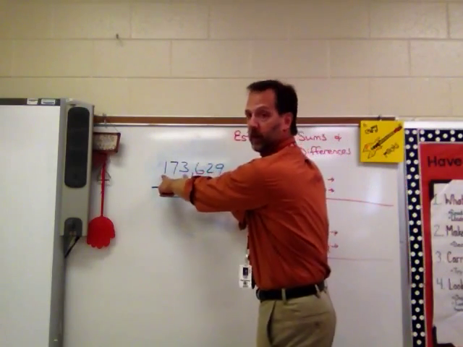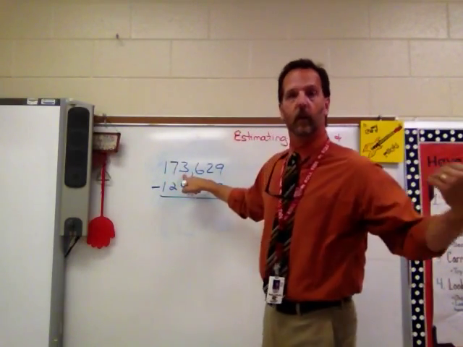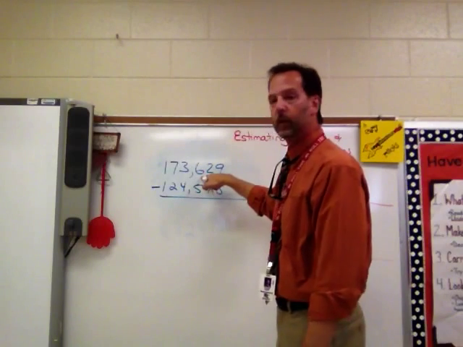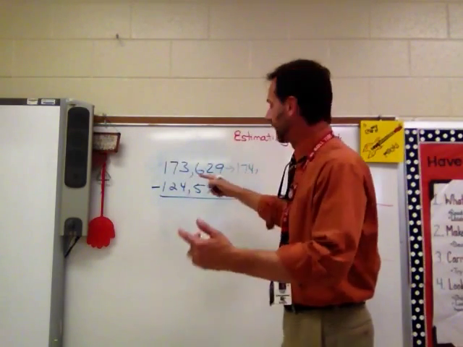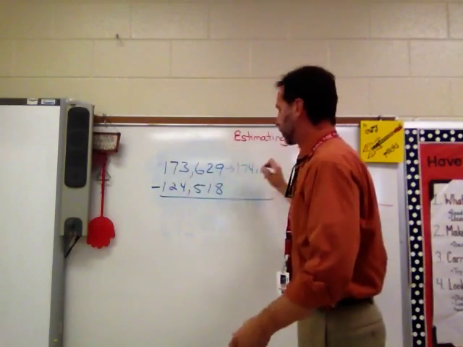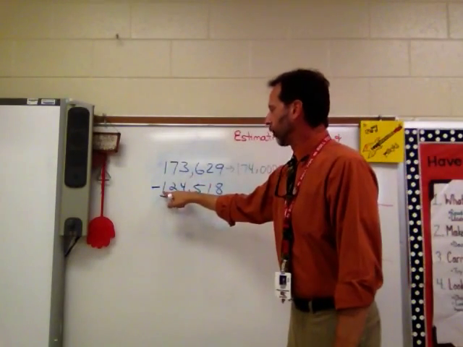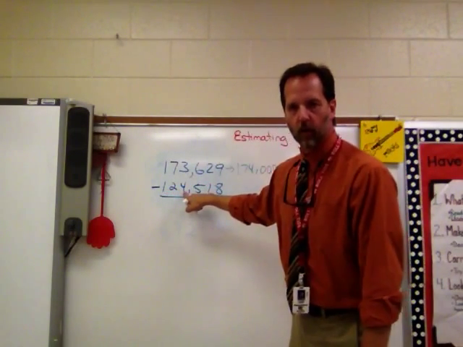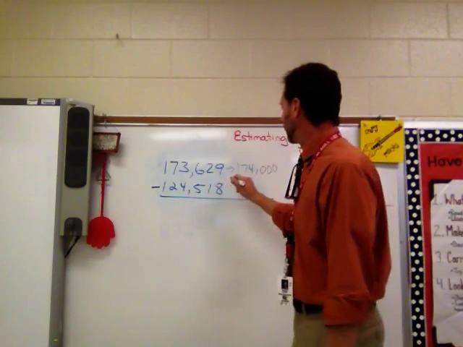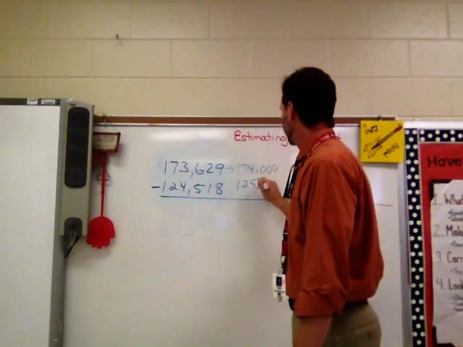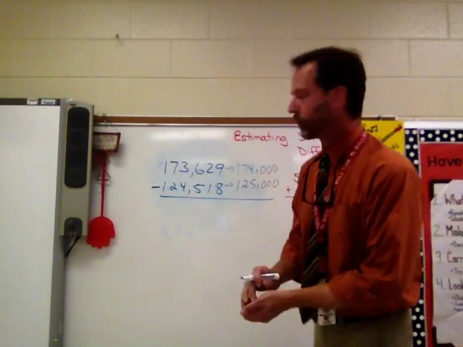This is either going to be 173 or one more than that, 174. In this case, with a 6, it's going to be 174. And we change these numbers to zeros. So it's 174,000. This is either going to be 124 or 125. And with a 5 here, it's going to be 125,000. Now that we've rounded, we would go ahead and do our subtraction.